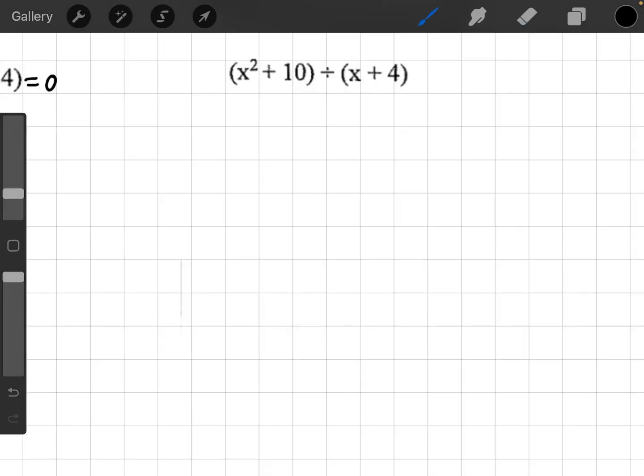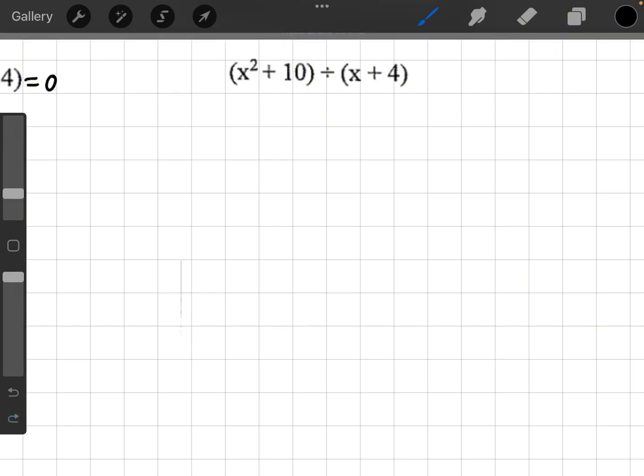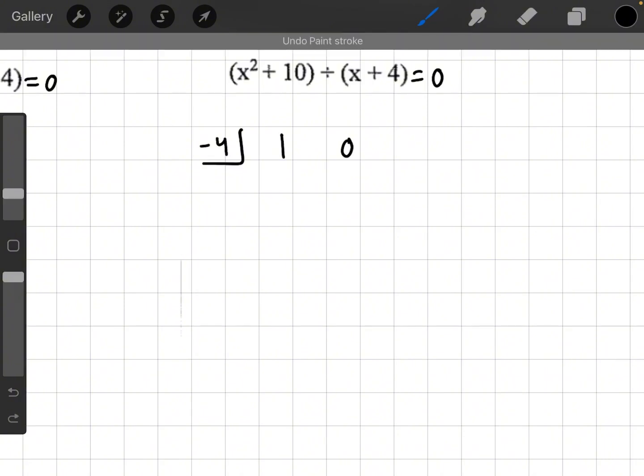For the last example, we'll notice that we're missing a term between x to the power of 2 and no x. So we'll fill that in with a 0. The root is negative 4. The first coefficient is 1. Now the replacement coefficient is always just going to be equal to 0. See how there's no term for x to the power of 1.